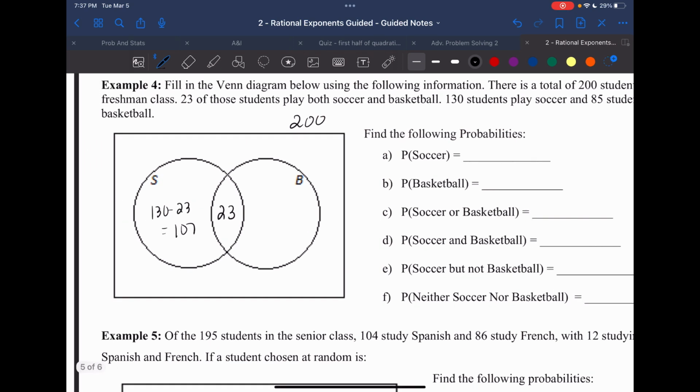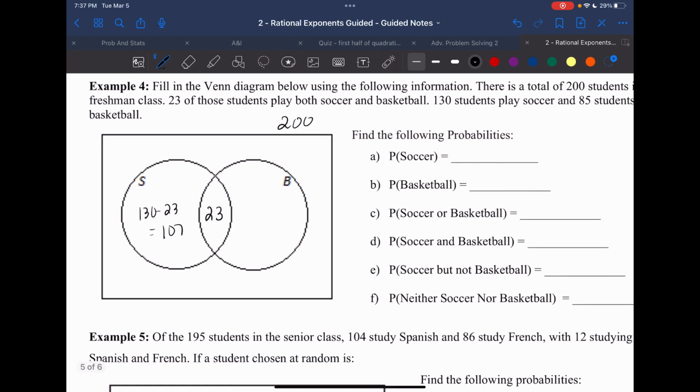Next, 85 students play basketball. So again, 85 total students play basketball, but some already play soccer as well. So 85 minus 23 is 62. Now to figure out the number of students who play neither sport, you just take 200 minus 107 minus 23 minus 62, because that's what we already have. If you put that in your calculator, you would just get 8 students.